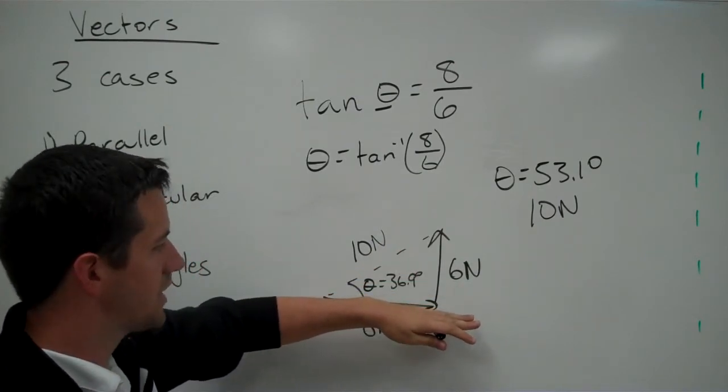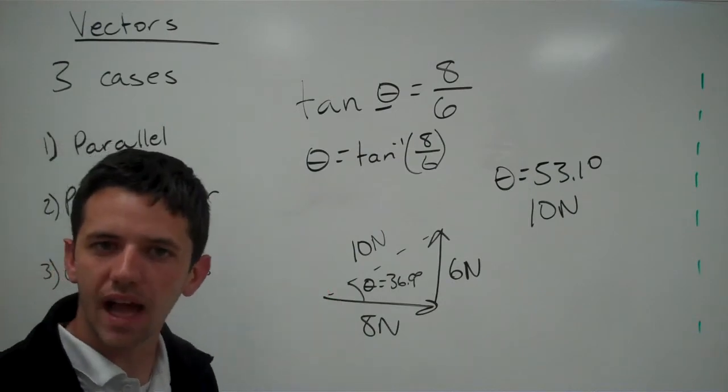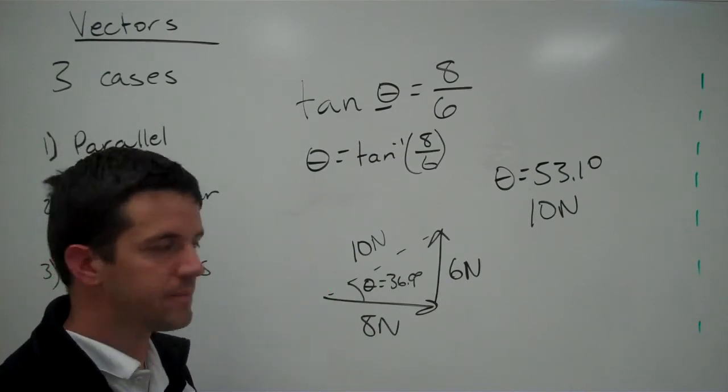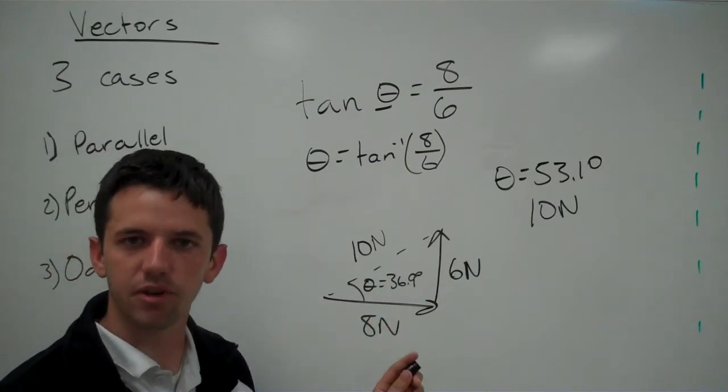Now I'm telling you it's 36.9 degrees from this vector. Okay, they're still both correct, they still both work out the same way, but it's a different way to look at it. We still get the same magnitude and it's telling you the direction from a different point.